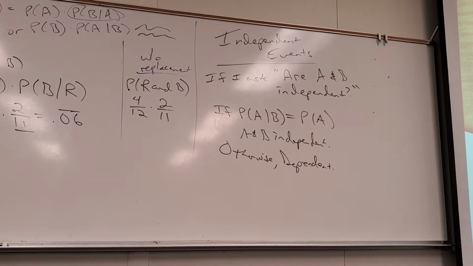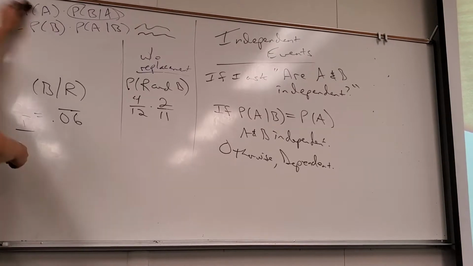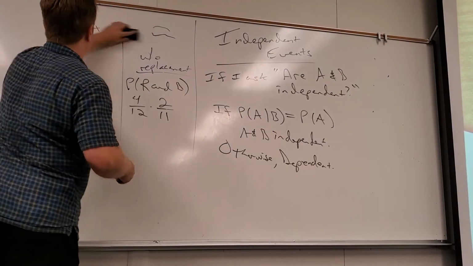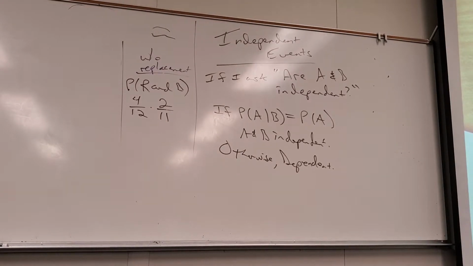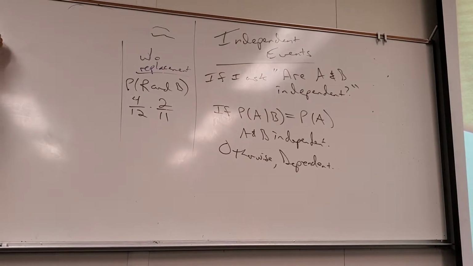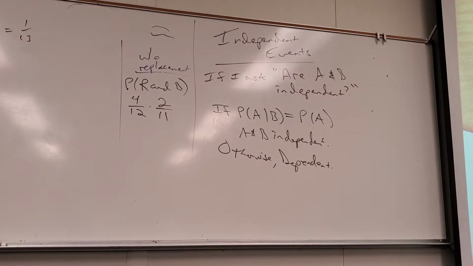Everybody's pretty good with cards, is that right? How many suits in a deck of cards? Four. Hearts, diamonds, spades, clubs. How many kings are in a deck of cards? Four. So what's the probability I pick a king if I pick one card? 4 out of 52. So 1 out of 13.